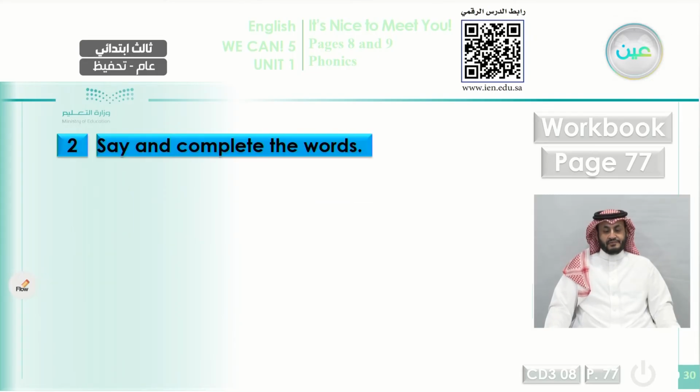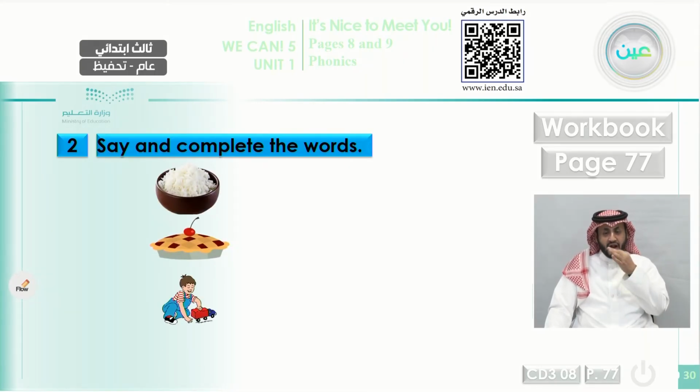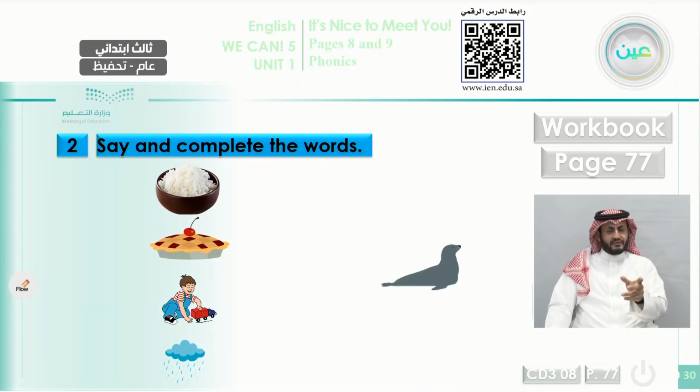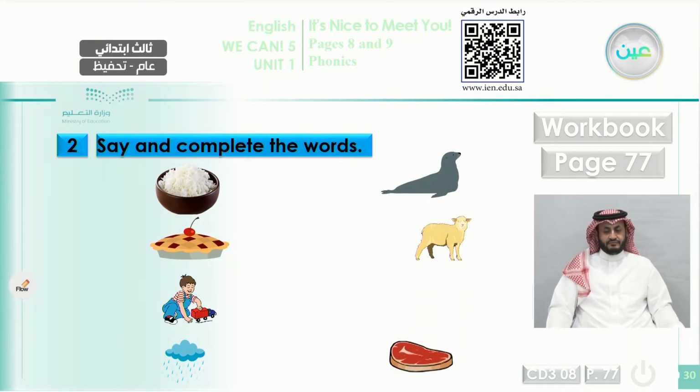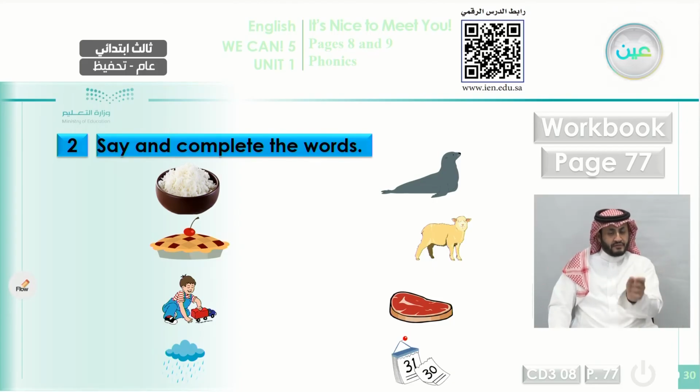Okay, exercise number 2. Say and complete the words. You can see here, what is this? What is this? And what's this? What about this one? This one, this one, and this one. What are the words that we can use to describe these 8 photos or pictures?